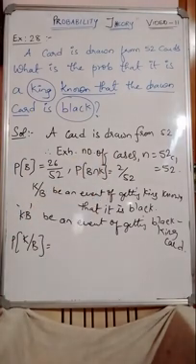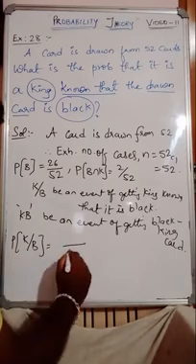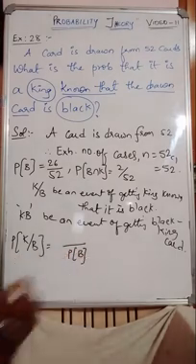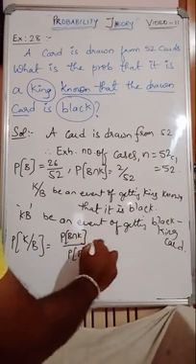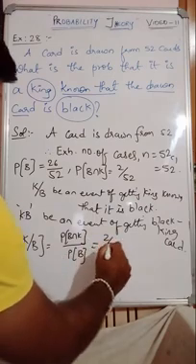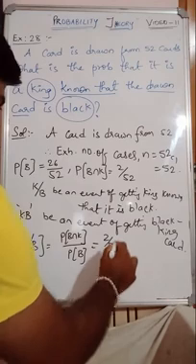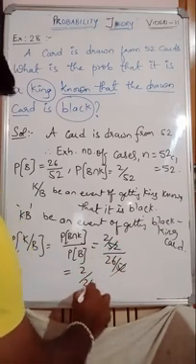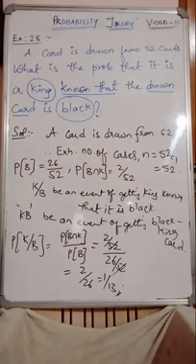You understand, guys? Now write down this formula. P of K given B: what is already known, that is to be taken as the denominator, and always the numerator will be the intersection. Substitute these values here. 2 by 52 divided by 26 by 52. Therefore 2 by 26, 1 by 13 is the answer. You understand, guys?